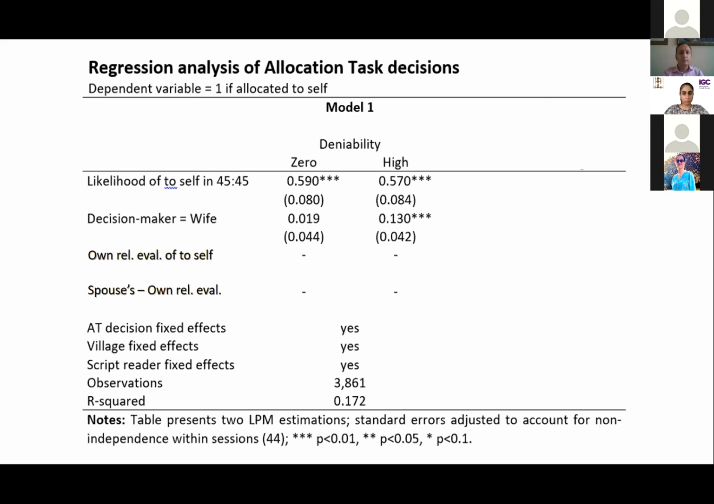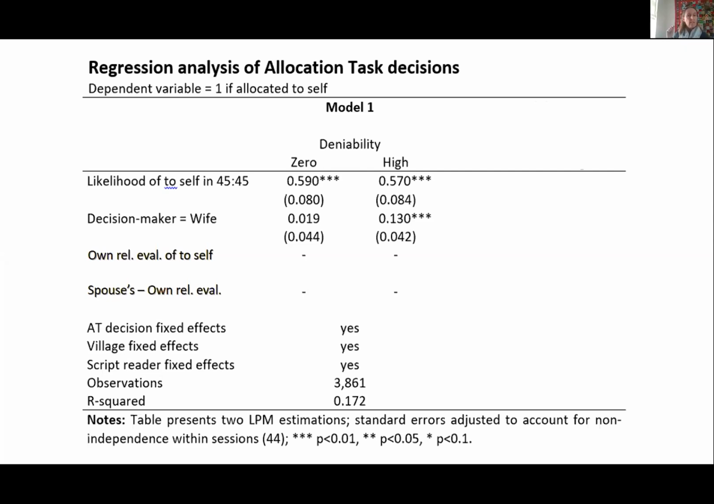In the second model, we introduce two new variables: own relative evaluation of allocating to self, and spouse's minus own relative evaluation of allocating to self. I want to define these variables before I introduce them into the regression. The own relative evaluation of allocating to self for a wife making allocation task decisions was her relative evaluation of a wife allocating to self rather than giving the money to her spouse. And for a husband making the decisions, we took their relative evaluation of a husband allocating to self rather than giving the money to their wife.